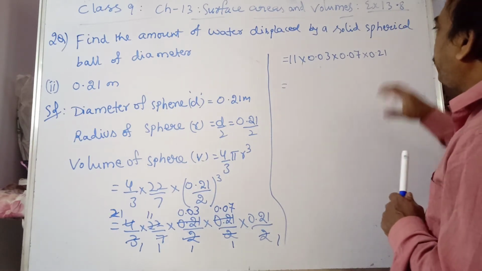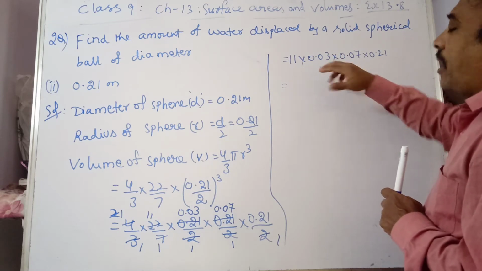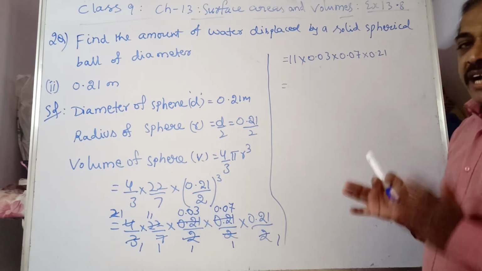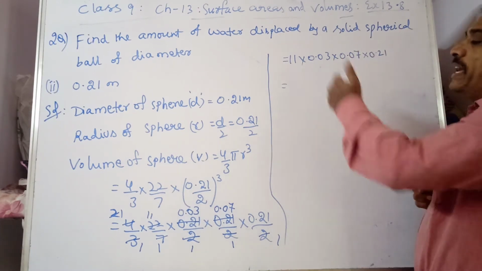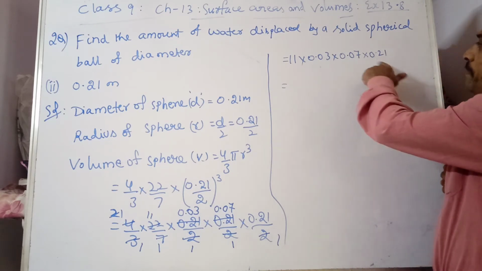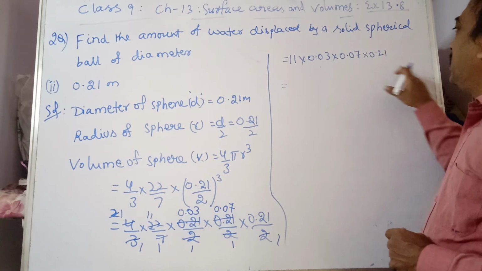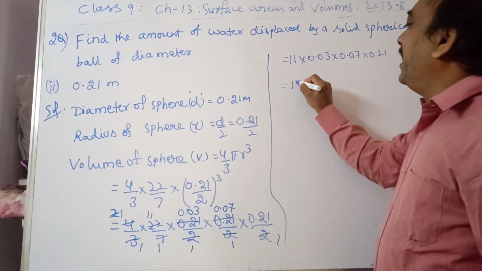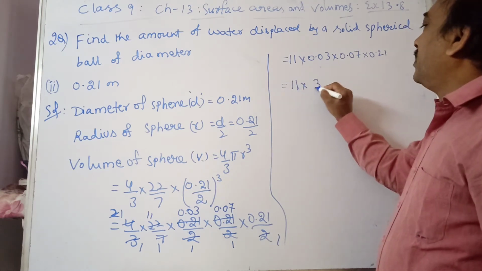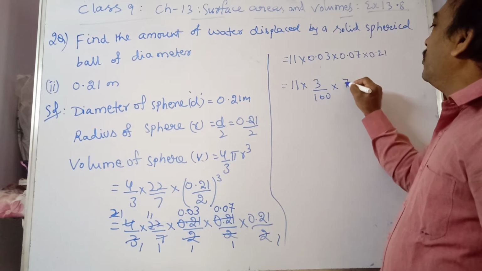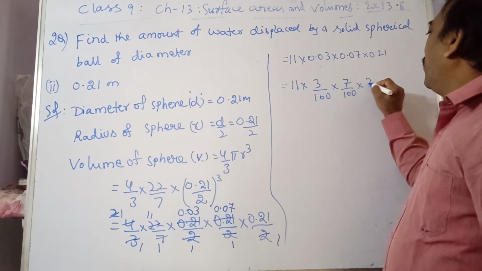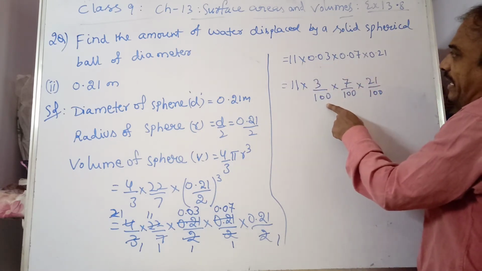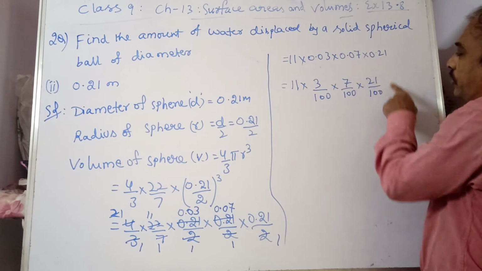So first take these two, or else you can convert into the form of fraction, so that it will be easy for you to place the decimal places, or multiply with the decimal only, like this, 0.07 into 0.21, that way also you can multiply. Now you see, 11 into, I am just writing this as 3 by 100 into 7 by 100 into 21 by 100. Observe it. 3 by 100, 7 by 100, 21 by 100.